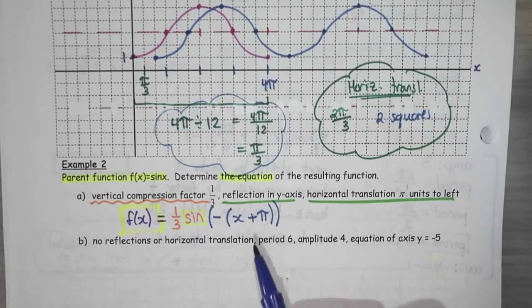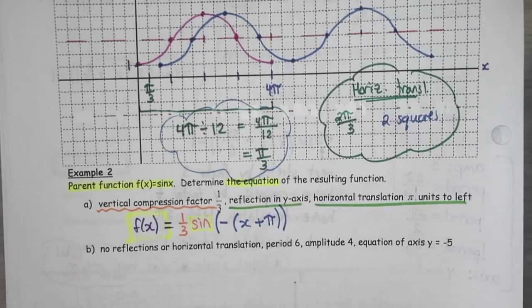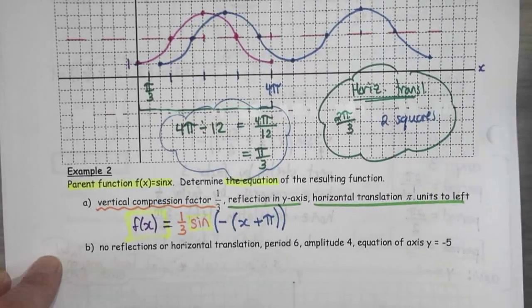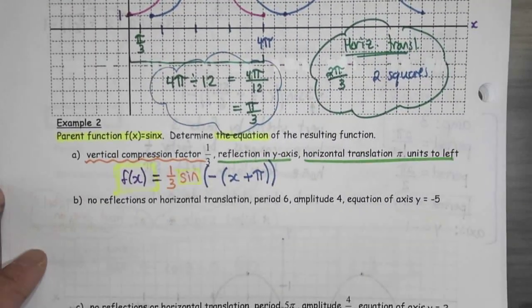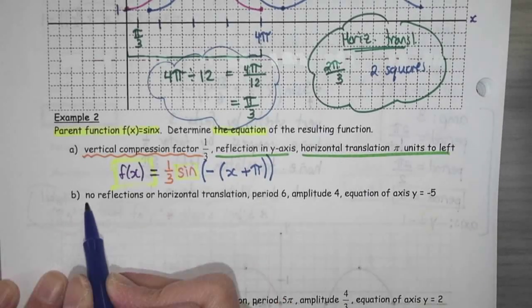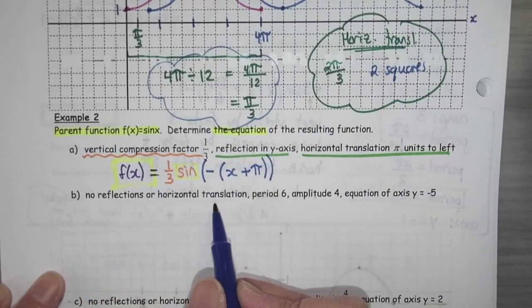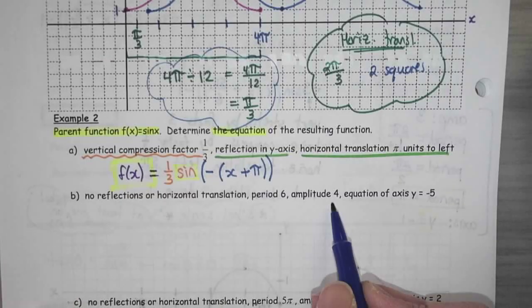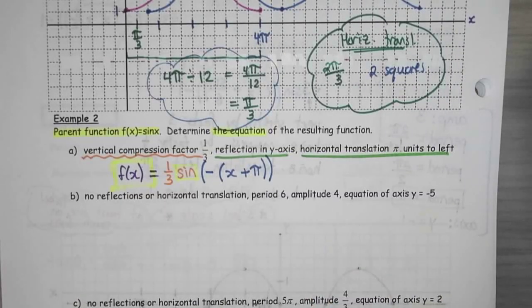So when I describe it, it is in factored form because it's been separated. Okay, next one. No reflections or horizontal translation. The period is 6. The amplitude is 4. The equation is the axis is y equals -5.